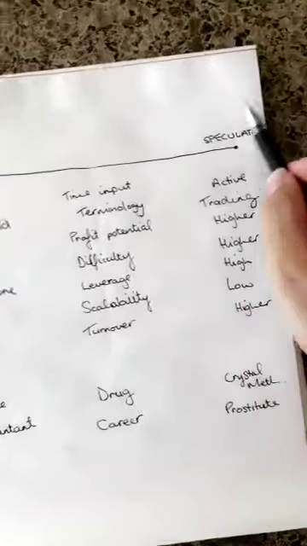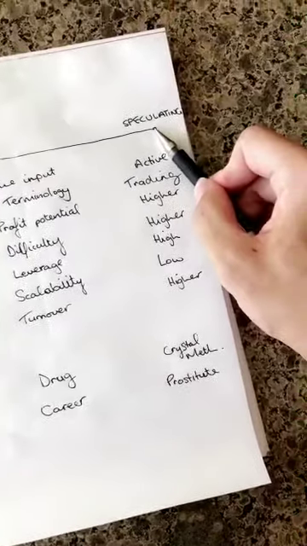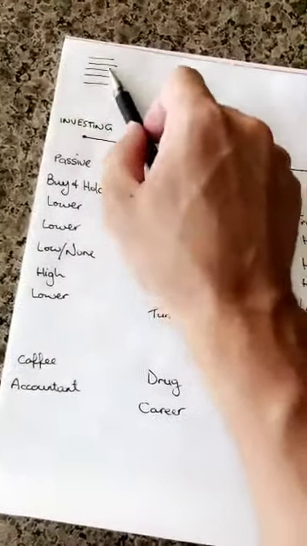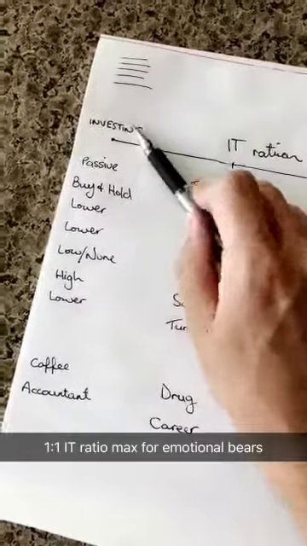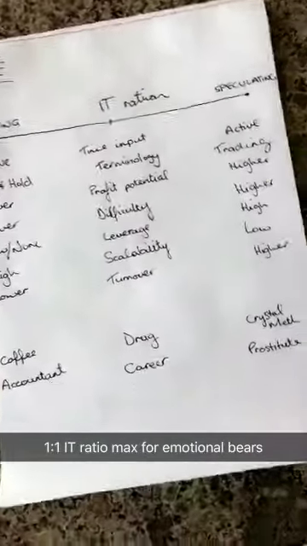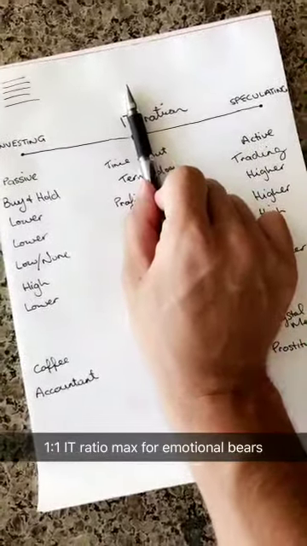We have a rule in Infinite Prosperity: never become a pure speculator. Even if you're at the top of the field, killing the game, doing things properly, have an investment portfolio and cash buffers. Having a passive investment portfolio and cash buffers helps to stabilize and neutralize your emotional volatility. If you're an emotional bear, limit it to here. Don't go any further to the right.